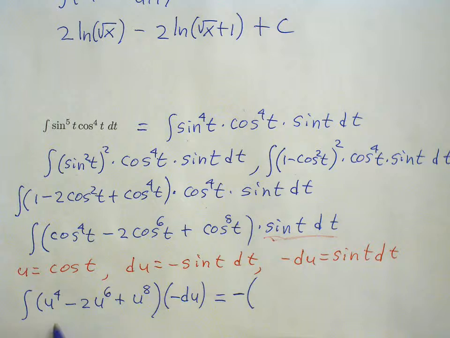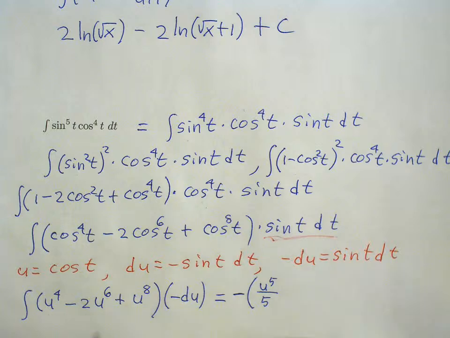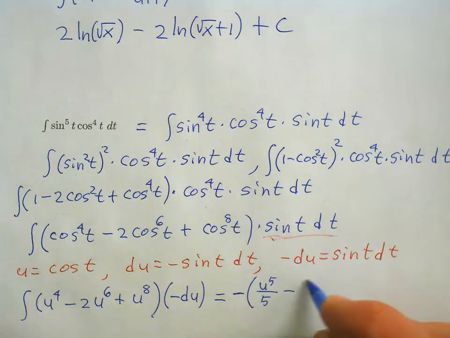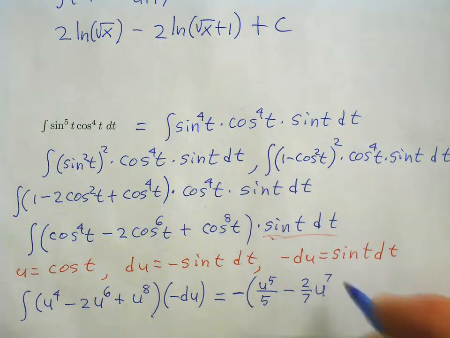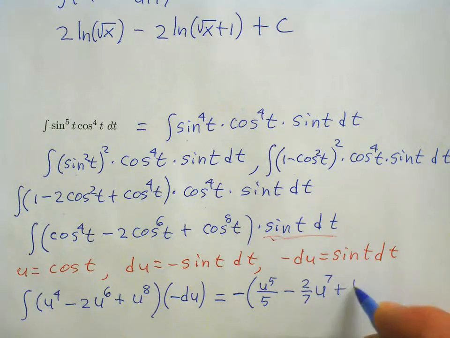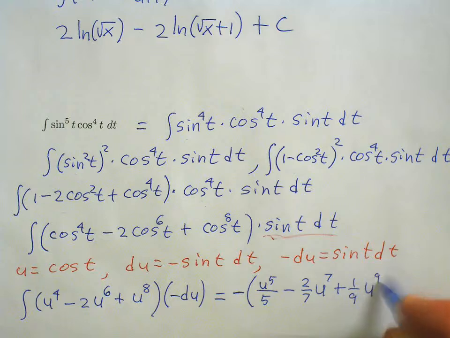And then we'll just find antiderivatives of these three terms in u. So the antiderivative of u to the fourth with respect to u is u to the fifth over 5. And then we have minus 2/7 u to the seventh, and then plus 1/9 u to the ninth plus a constant.